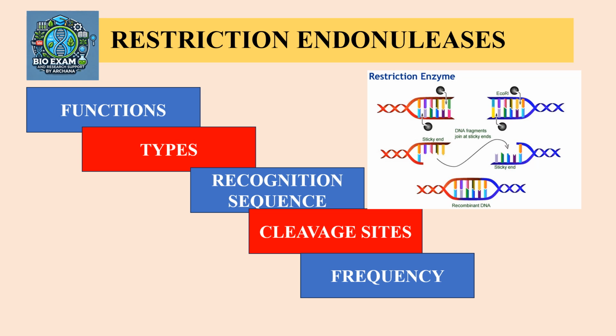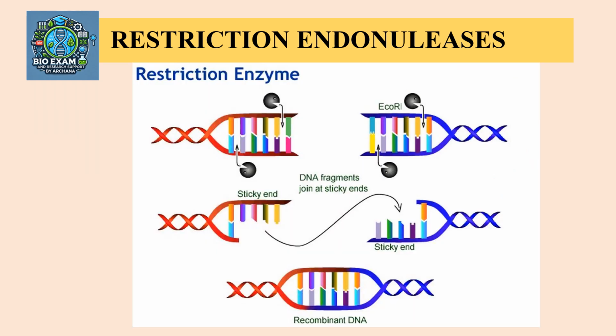These enzymes cut DNA at specific sequences, which is why we often call them molecular scissors. They are found in bacteria and act as a defense system against viruses. So how? Well, when a virus invades, the bacteria use these enzymes to chop up the viral DNA and protect themselves. There are different types of restriction endonucleases, and the main types are type 1, type 2, and type 3. Each has its own unique properties.